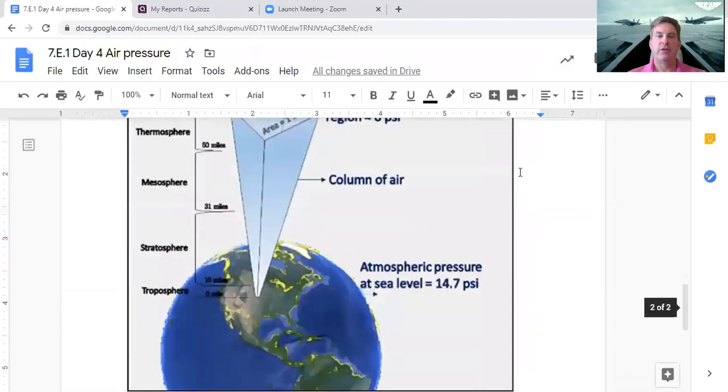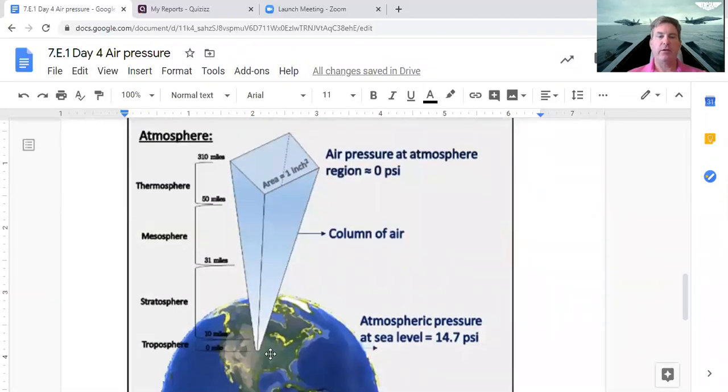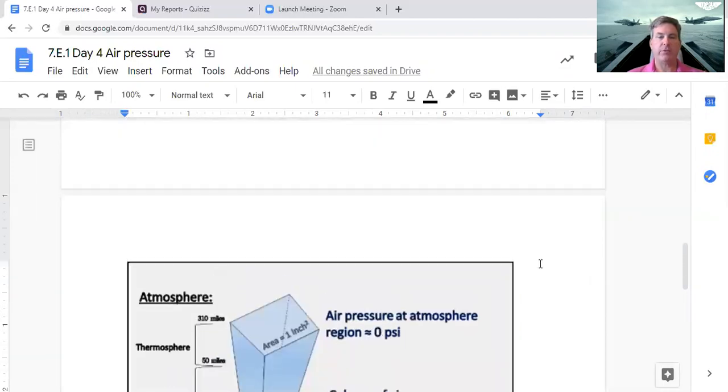So here's a visual of this. Way down here on the surface of the earth, that's where we're standing. And extending above you, it says right here, area 1 inch squared, an inch by an inch, just a square that's an inch on each side, goes all the way up. This is the column of air that sits above you, divided into the different layers of the atmosphere.